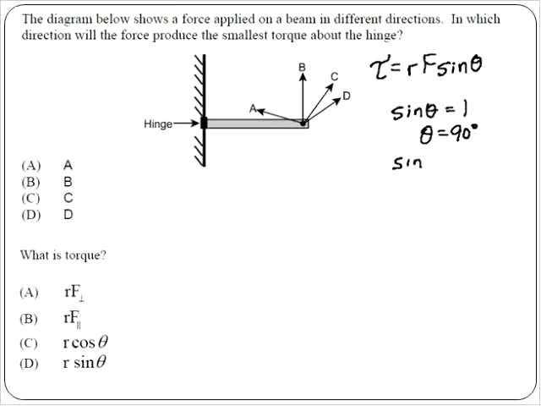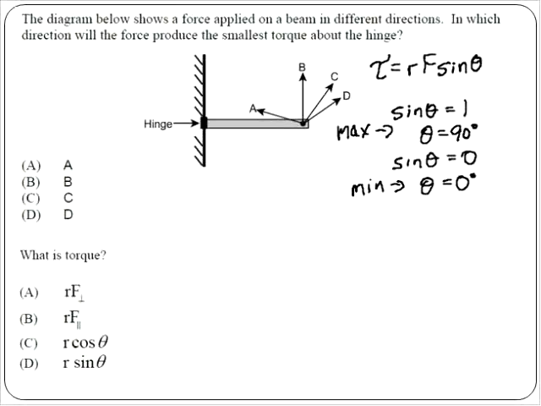In order for sine theta to equal 0, theta would have to be 0 degrees. So obviously, the minimum torque would be when the angle is 0. The maximum torque would be when the angle is 90. So this one here, that's the maximum right here. And this is the minimum right here.